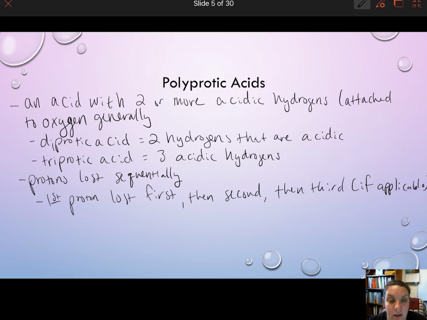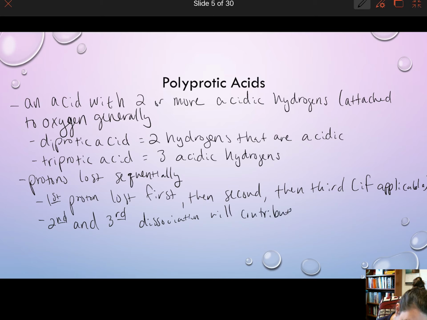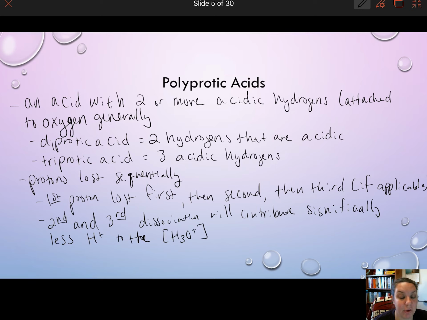So we're going to continuously lose protons, and each time you have another dissociation, they're going to contribute significantly less to the hydronium concentration. So the second and third dissociation will contribute significantly less H plus to the H3O plus concentration. And that's because it's really hard to remove a proton from a negatively charged molecule.